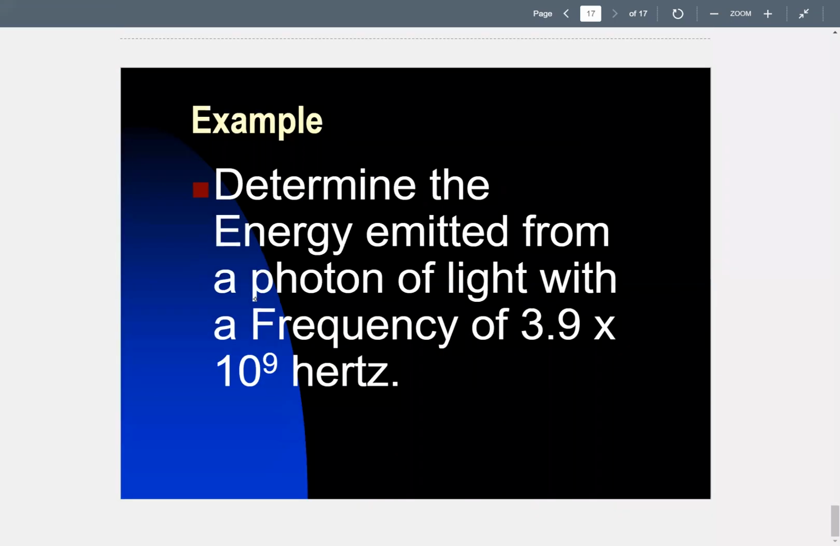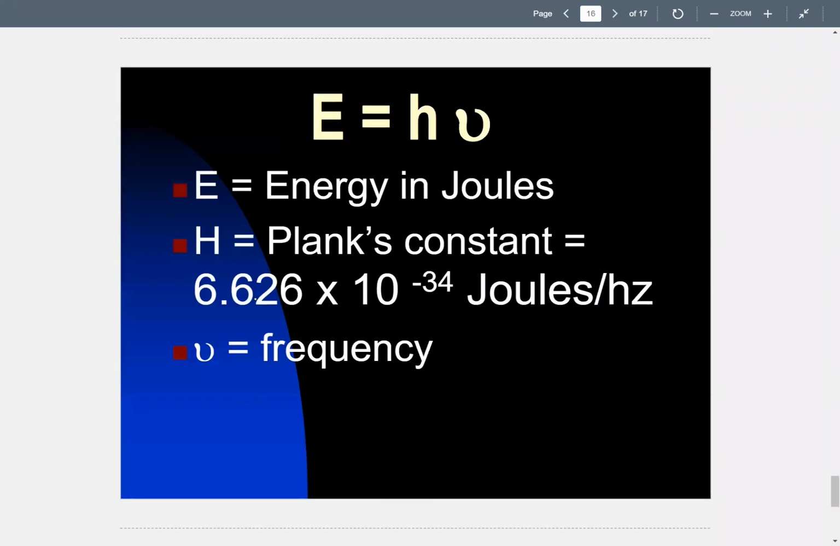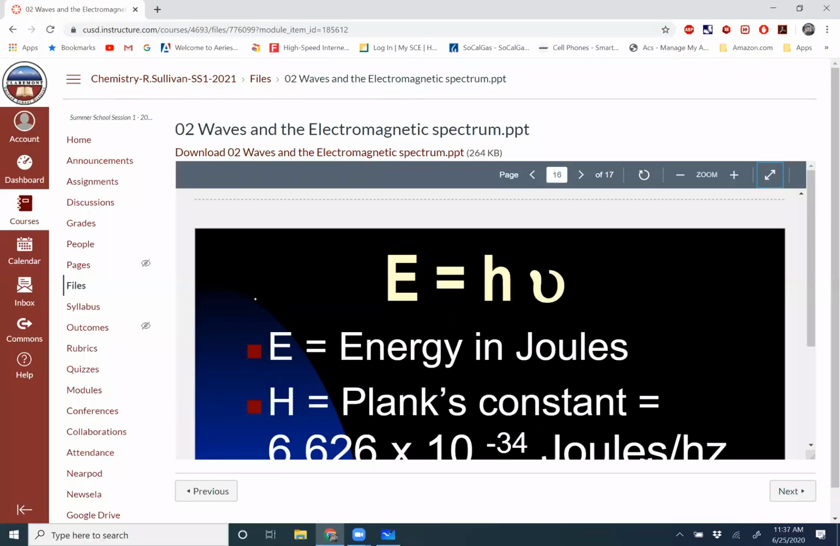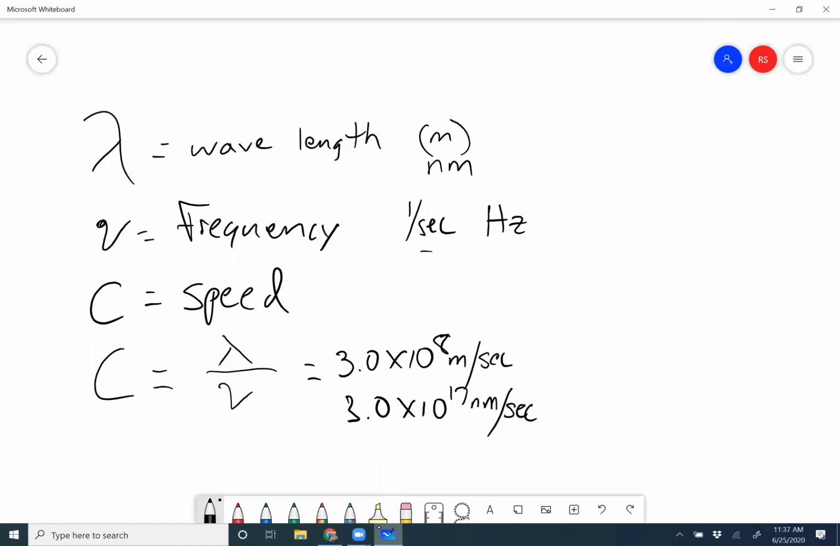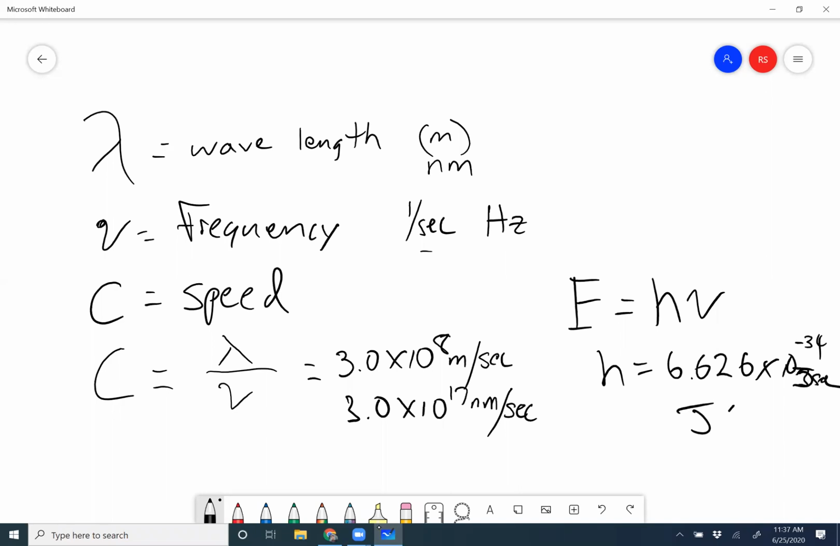And so there's an example. We're not going to do that unless you have questions on it tomorrow. So basically the energy is going to be h times the frequency, where h is going to be 6.626 times 10 to the negative 34th joule-seconds, or joules per hertz. Energy is measured in joules. A joule is just a measure of energy.